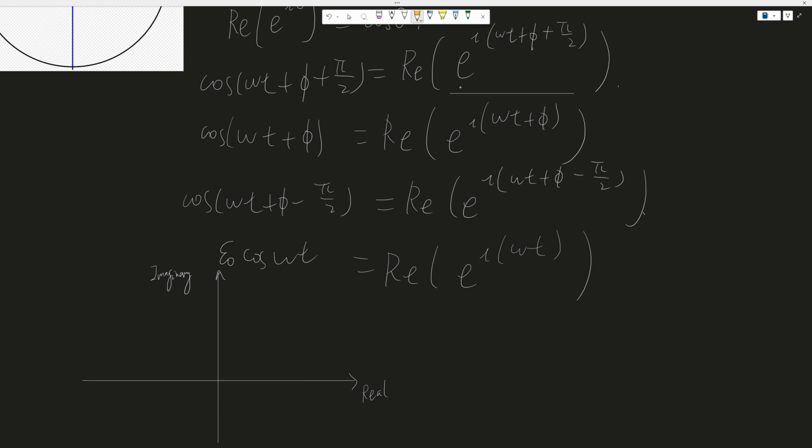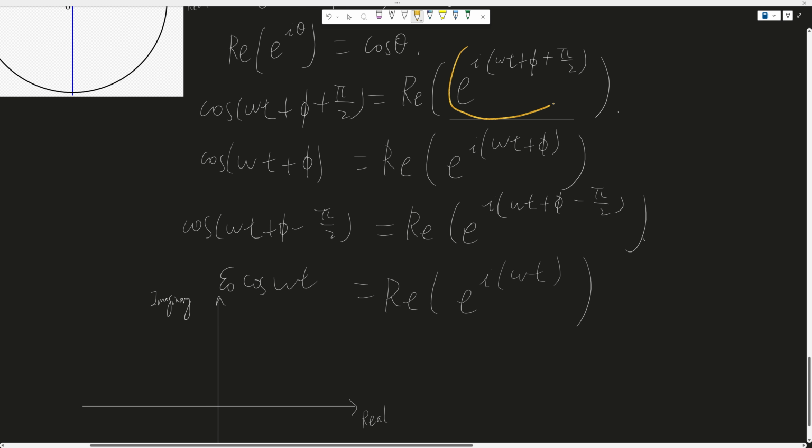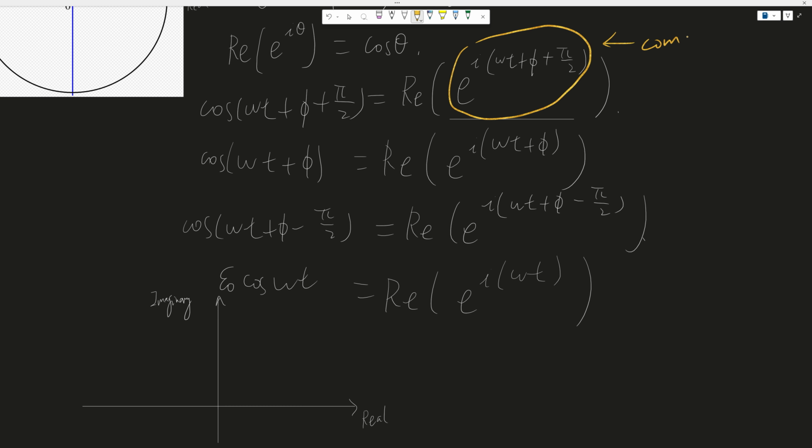So if we only focus on this exponential, let's ignore the real part. This number is complex. So what does complex mean? Complex means it's a plus bi. It has an imaginary part and it has a real part. And the real part is the one we care about. But let's not forget this part too, because we're graphing them on the complex plane. And by writing this as the real part of some complex number, that's the only way we can draw these sinusoids as vectors.